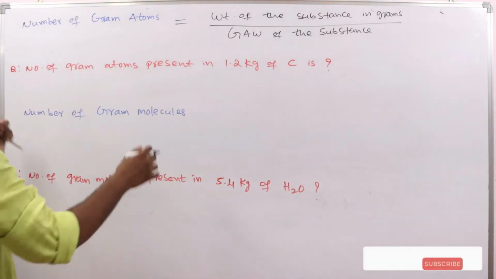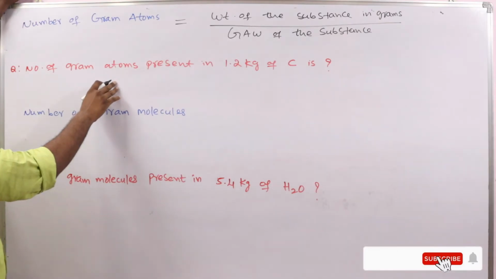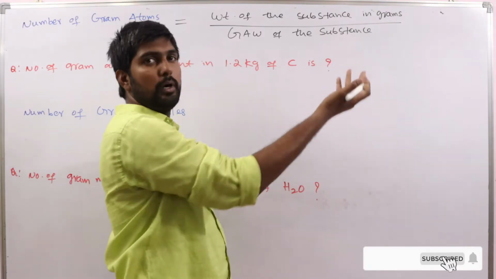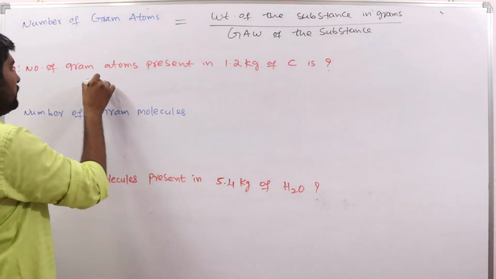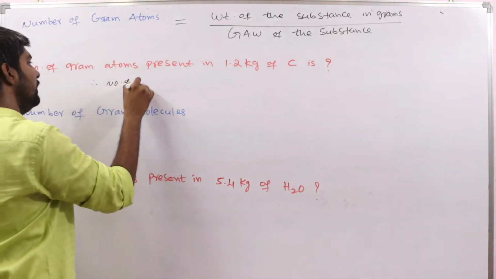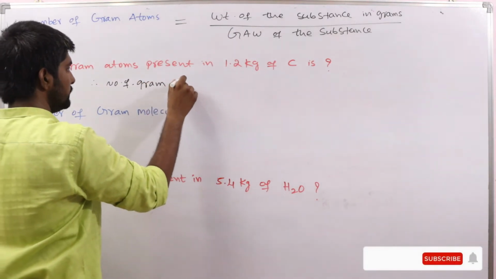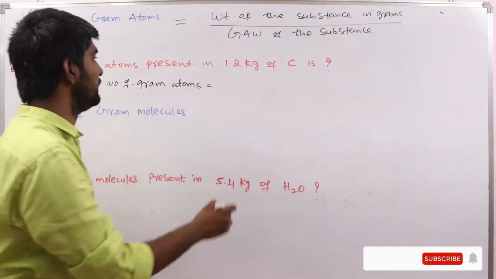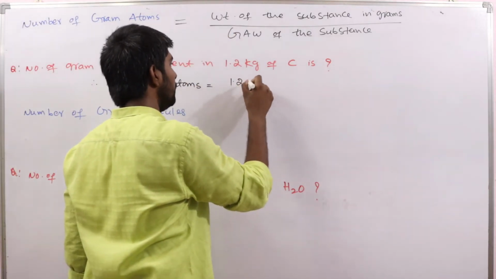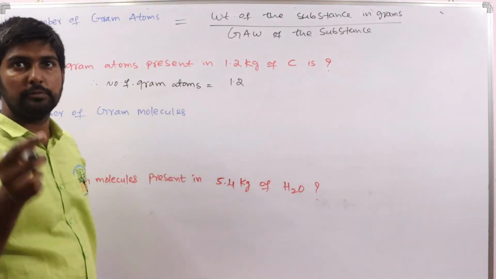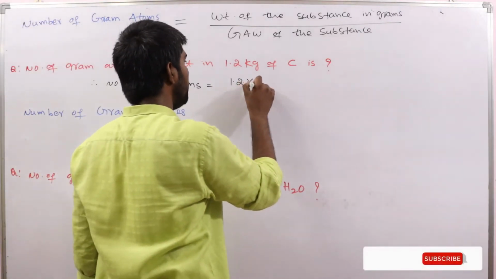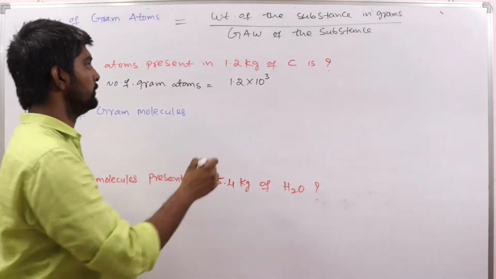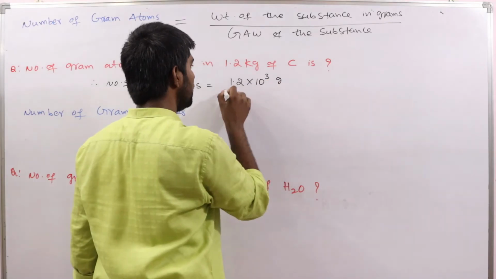For example, we have a problem here. Number of gram atoms present in 1.2 kilogram of carbon is how much? Number of gram atoms is equal to, this is the formula, weight of the substance, which is given as 1.2. But it is given in kilograms, so you must express it in grams. So 1.2 into 10 power 3, kilogram to gram. So now this is 1.2 into 10 power 3 grams.